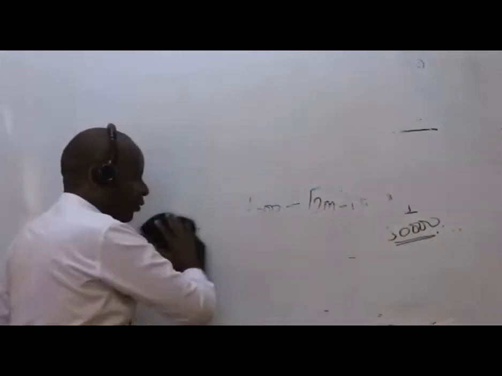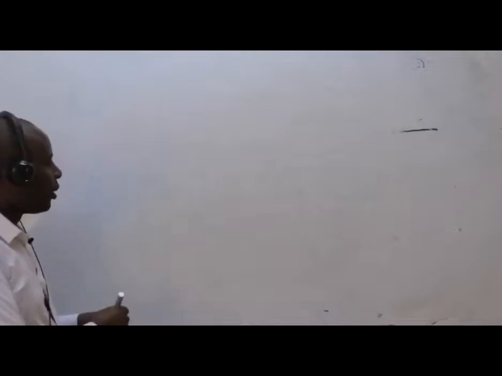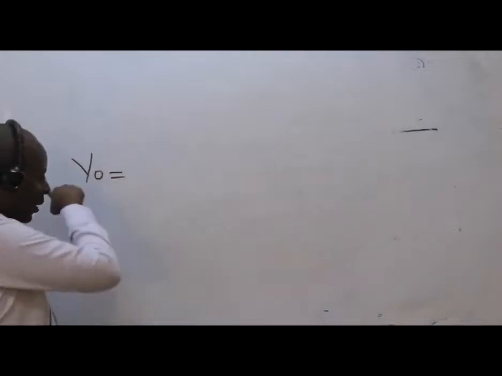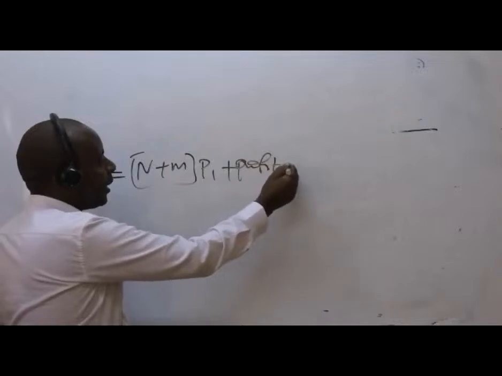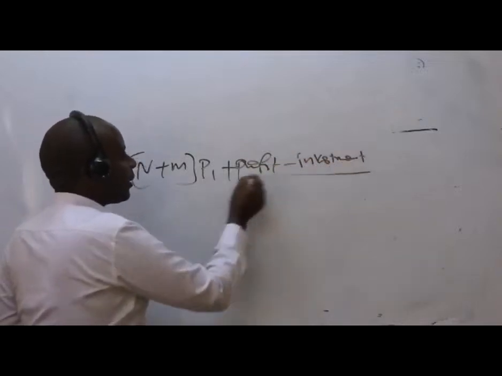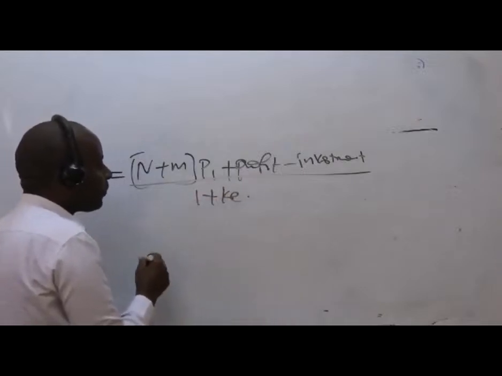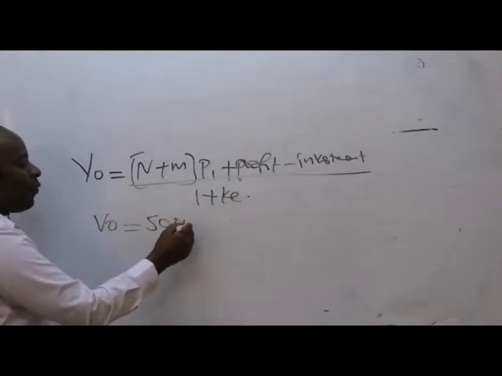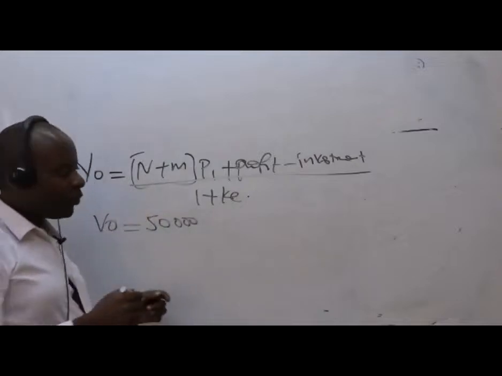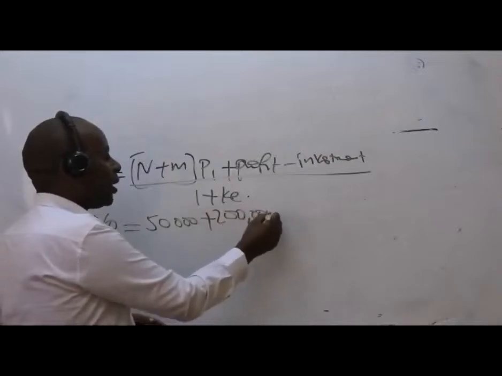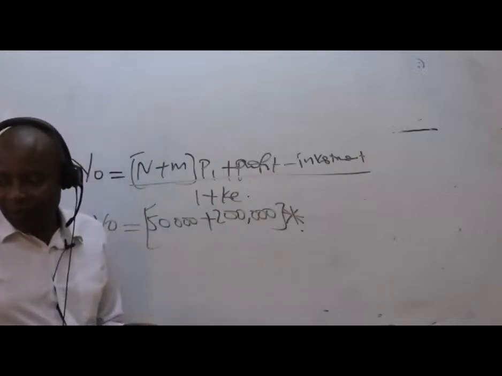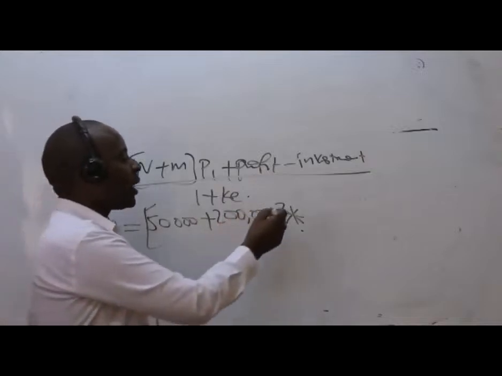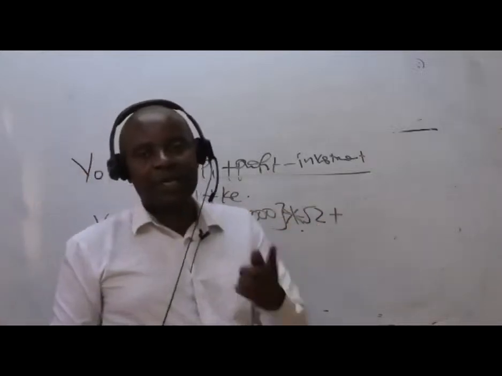So, ladies and gentlemen, this is what I will be having in my formula. My V0 will be equal to the new shares plus the old shares multiplied by P1, plus any profit we generate minus any investments we shall make in the current year, all over 1 plus KE. The new shares, you have given me a figure of 50,000. Plus old shares, 200,000, times P1. P1, if my memory serves me well, is 52.